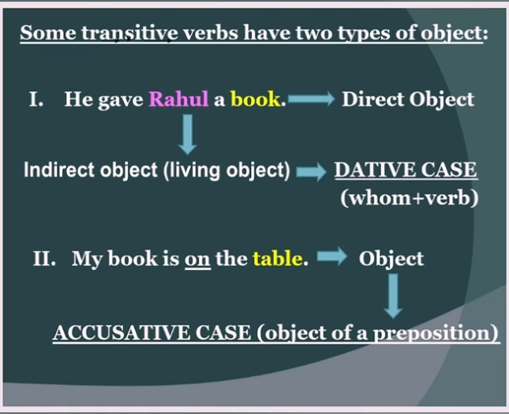indirect object. Now in the second case, my book is on the table. Table is the object. On is the preposition. This kind of a combination of object and preposition is called accusative case.